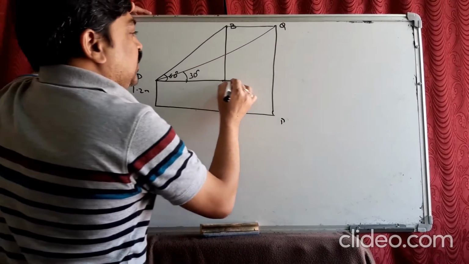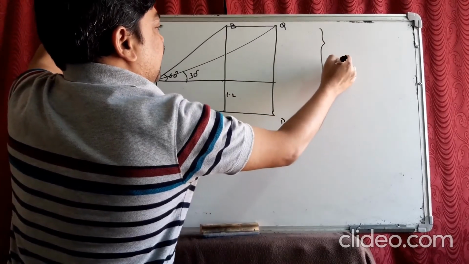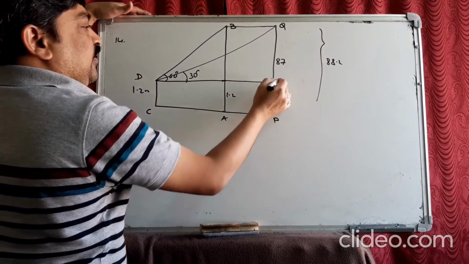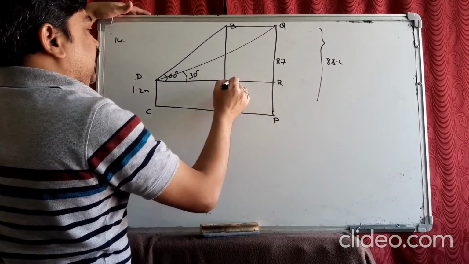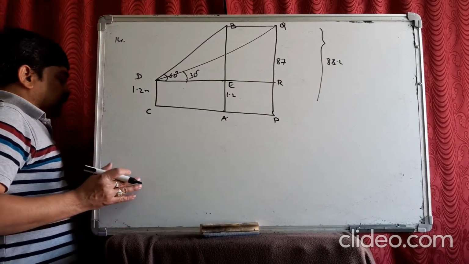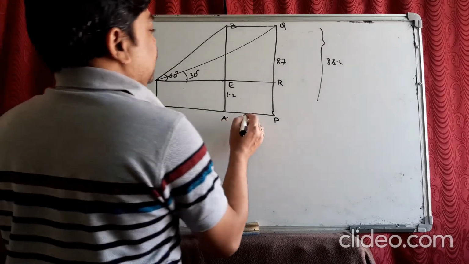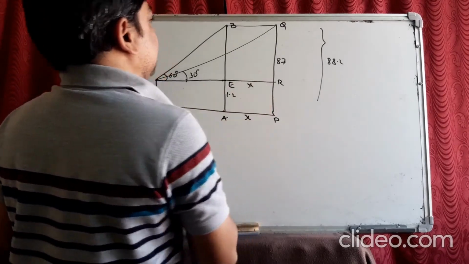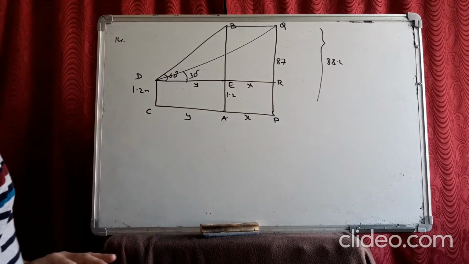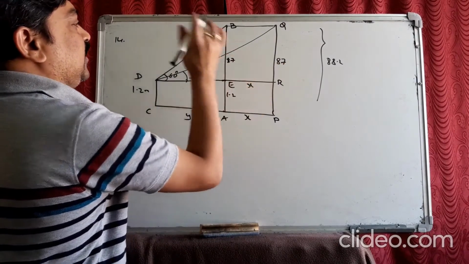Now, draw a horizontal here. If this is 1.2 and total is 88.2, this will be 87. This will be R and this will be E. Now, what did they say? Find the distance traveled by the balloon. Distance traveled is this, this is X. Let us take this as X and this as Y. So, which one do we take first? This is 87.